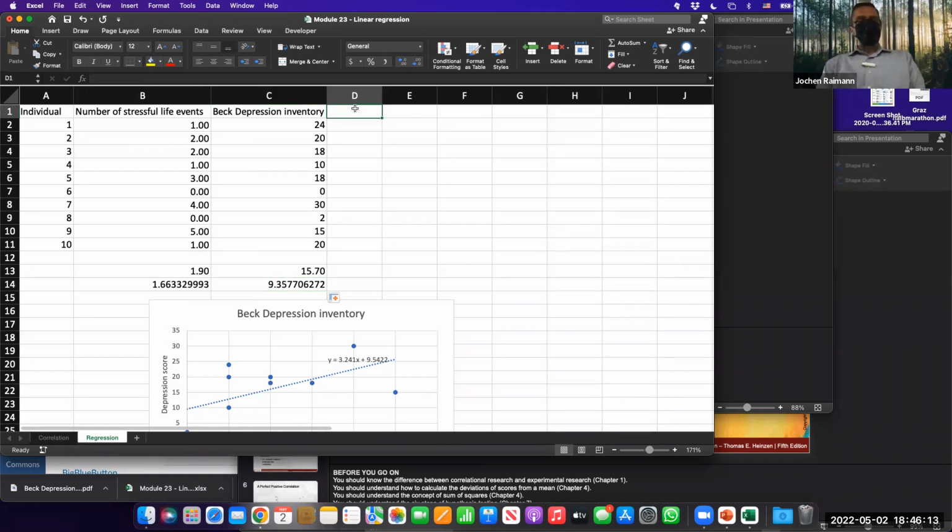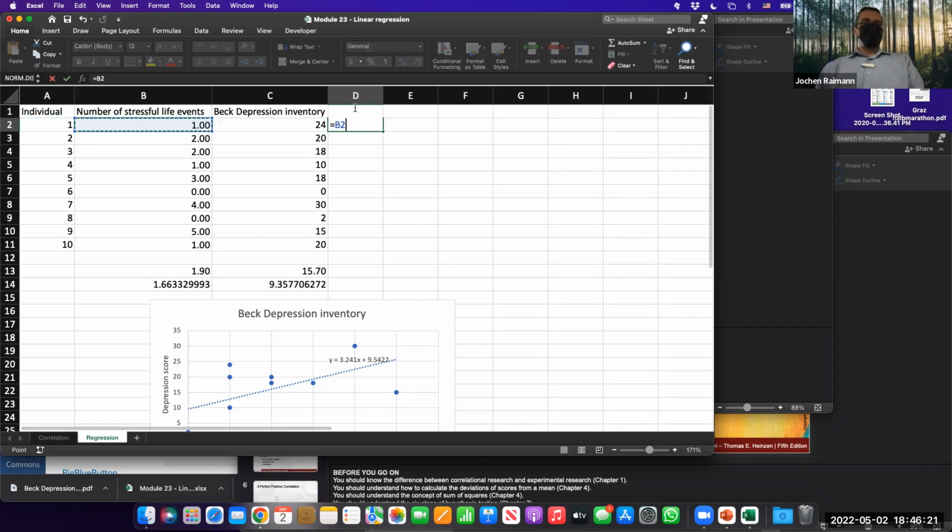Next, we just need to calculate our x minus mx, which is our deviations, essentially stressful life events minus the average. Then we have y minus my, which is essentially our depression score minus our mean depression score, which gets us 8.3. We're basically continuing this order down.